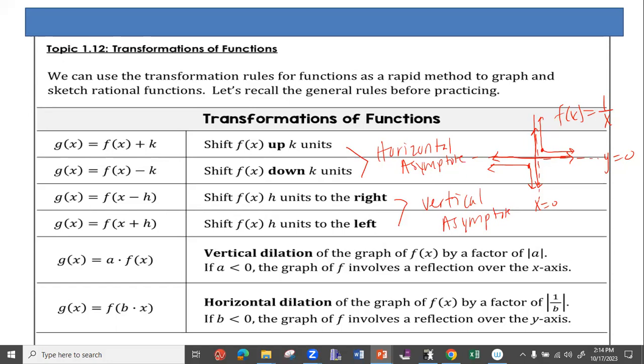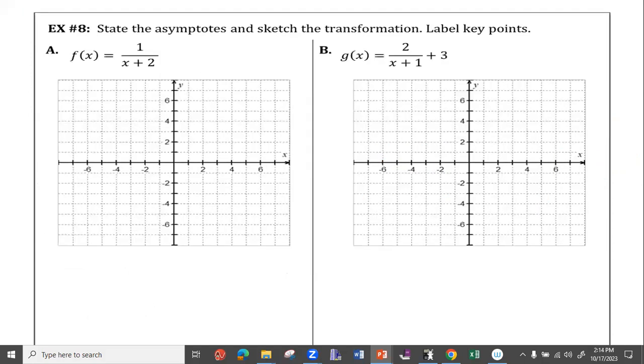Okay. Are we ready to just see this all in play? All right. Here we go. So first up, we have f of x equals 1 over x plus 2. Okay. So from here, we're going to identify our variables. So we just summarized, I'm going to write the summary. When we are in this form, 1 over x minus h plus k, your H represents your vertical asymptote and your K represents your horizontal asymptote.